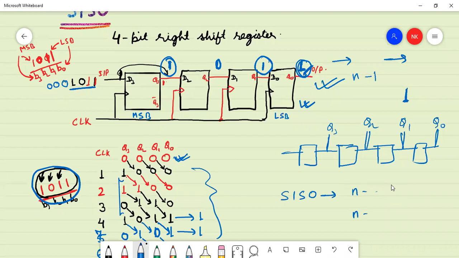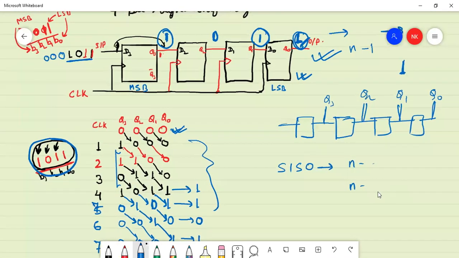So what is n here? What is n here? Mod, sir. No. Here n is not mod. Here n represents just the number of flip-flops. N is the number of flip-flops.